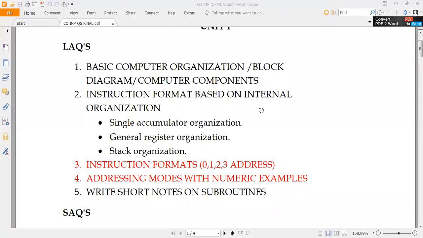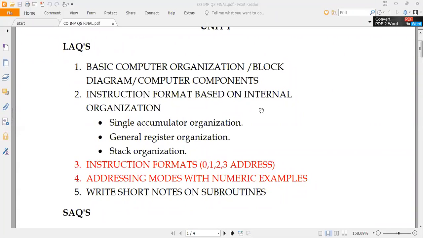The next one is instruction format based on internal organization. The questions are different, so first of all we need to understand the question. From this unit you can get one long answer, two short answer questions, and one 5 marks question. One long answer means 10, and one more half means 5, so 15, and then 4. So you will get around 15 to 19 marks from this unit, say 17 marks.